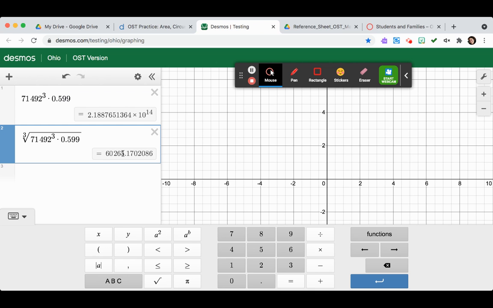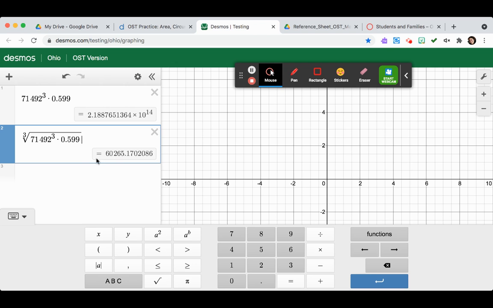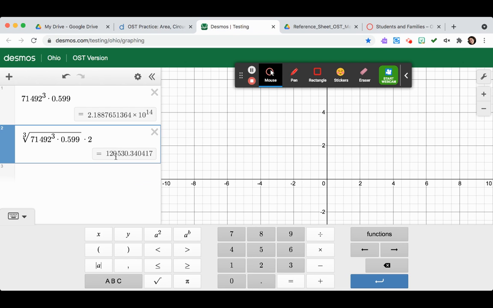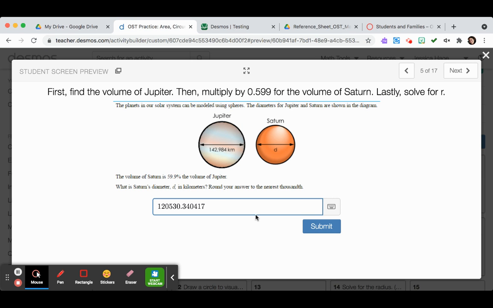And so this number here is now the radius of Saturn, and we're going to need to double that to be able to find the diameter. So we have to multiply that by 2. So times that by 2. And so this is our answer for, I know it's a lot of work, but this is our answer for slide 5. And it should tell us how to round here. Round your answer to nearest thousandths. So nearest thousandths: tenths, hundredths, thousandths. So there we go. That is our diameter of Saturn.